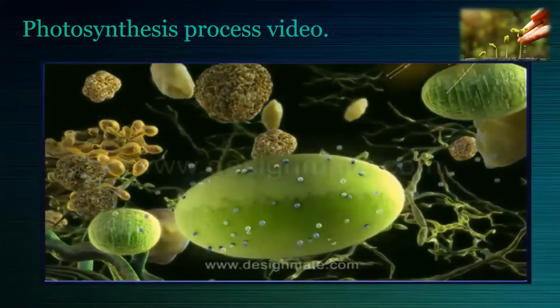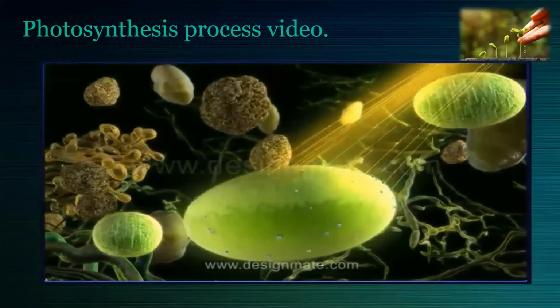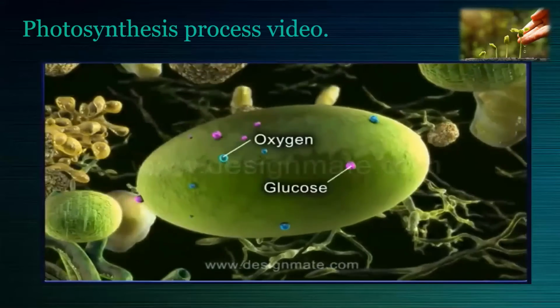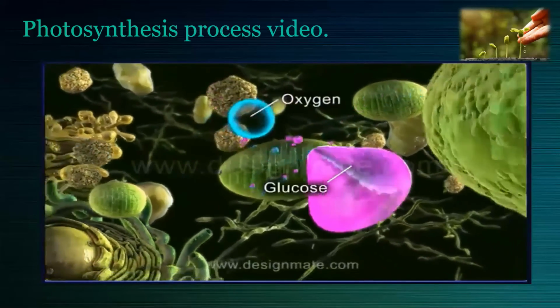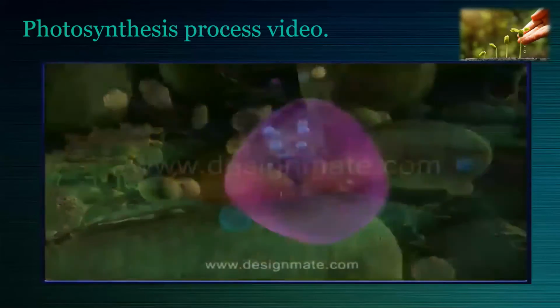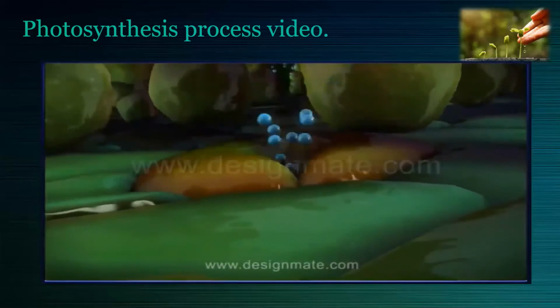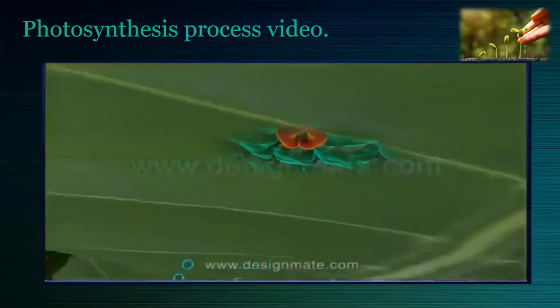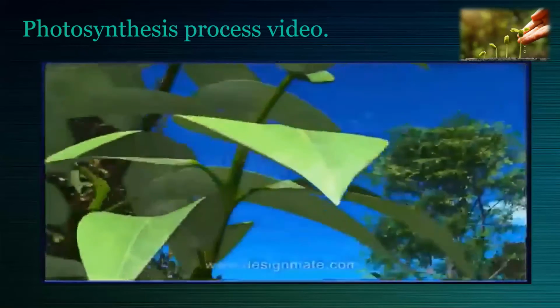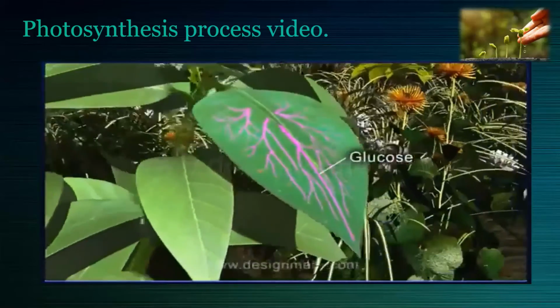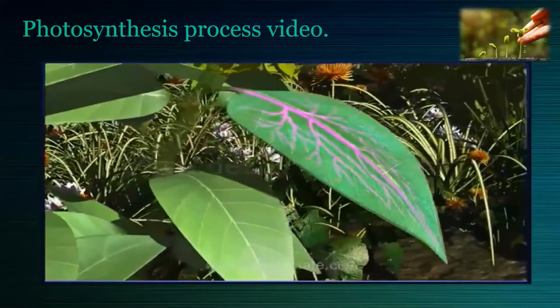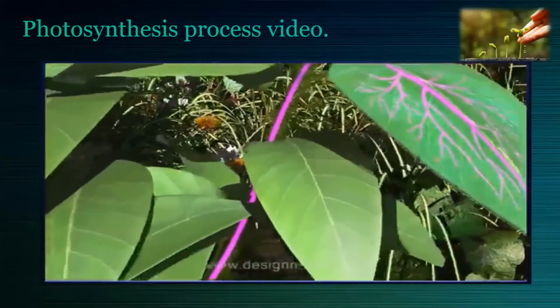Where in the presence of chlorophyll and sunlight, they synthesize glucose and release oxygen. The oxygen diffuses out through the stomata. The glucose is transported through other specialized tubes to all parts of the plant, aiding in their growth.